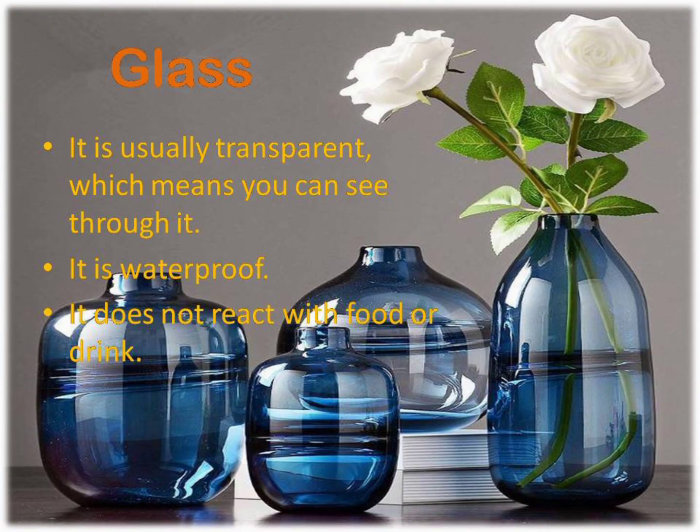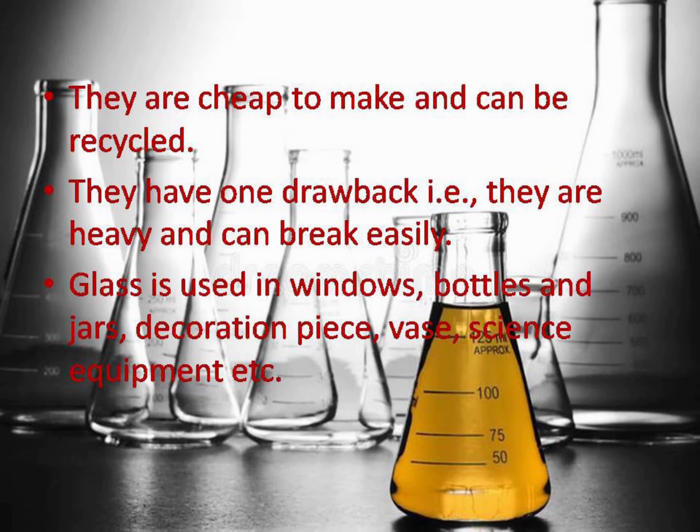Glass. It is usually transparent, which means you can see through it. It is waterproof and does not react with food or drink. It is cheap to make and can be recycled. It has one drawback, that is, it is heavy and can break easily. Glass is used in windows, bottles and jars, decoration pieces, vases, science equipment, etc.